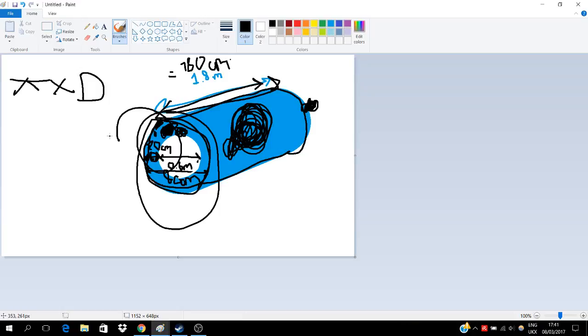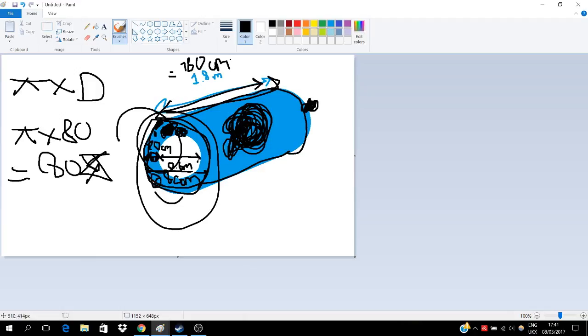Pi times d. Now, which diameter do we use? Do we use the small one or the big one? Of course, we use the big one, because we're trying to find the outer perimeter of the big circle. So that's going to be 80 centimeters. So pi times 80 is of course going to be 80 pi. That's the circumference of the full circle over here.